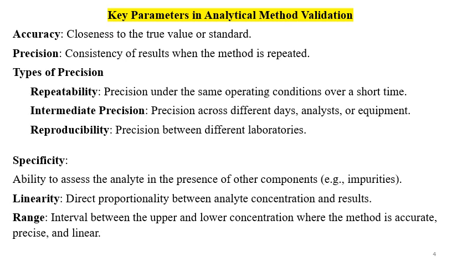Range. Range is the interval between the upper and lower concentration where the method is accurate, precise, and linear. So for range, you should show that the upper and lower concentrations measured by the method are accurate, precise, and linear.